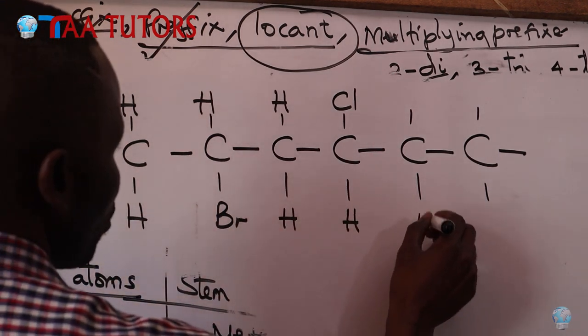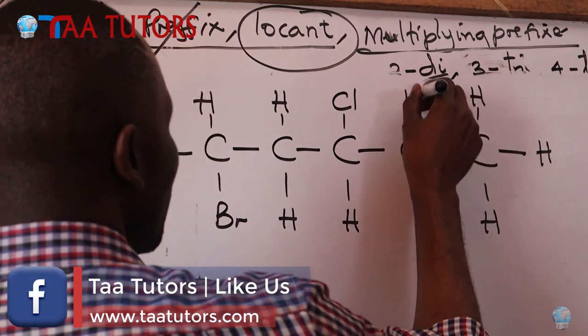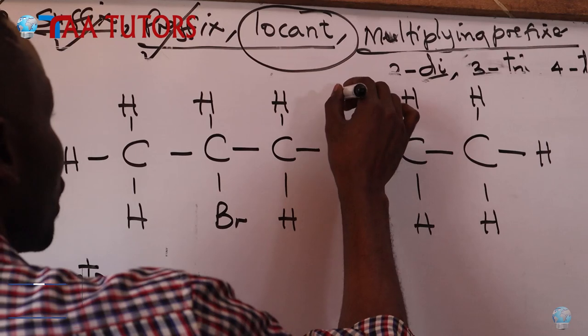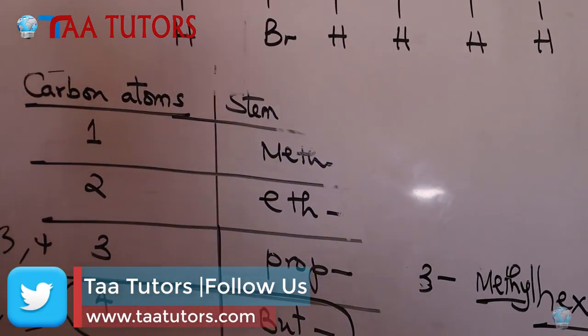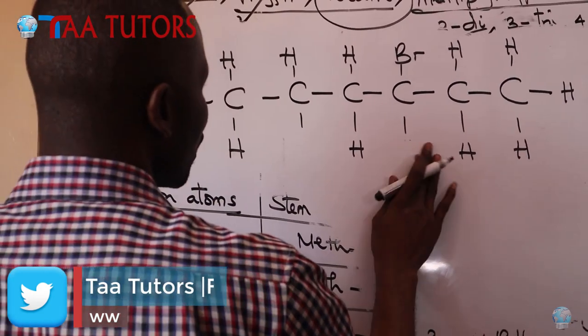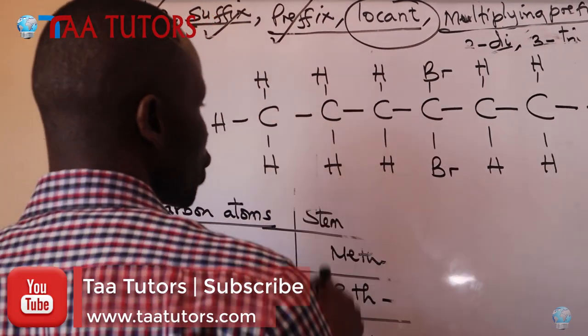We are now having bromine and chlorine on the same compound. Or before I go there, let's just have bromine purely, because you have not seen an example where only halogens are branching. Let me now say they are on the same carbon atom, because I have also seen students having issues.